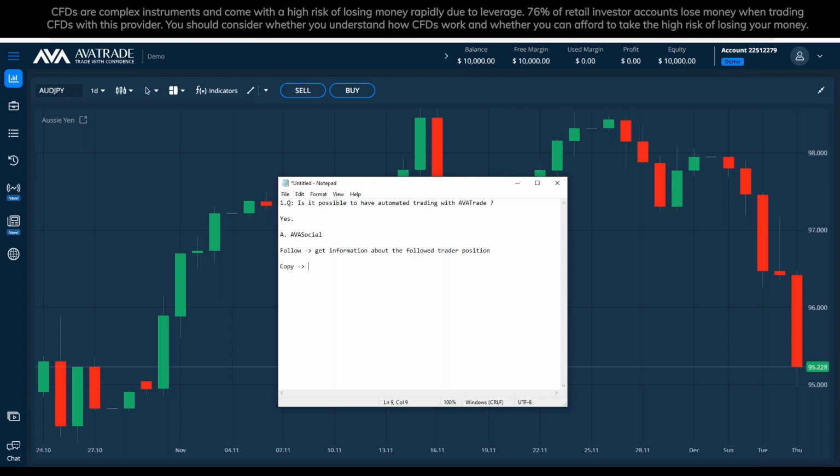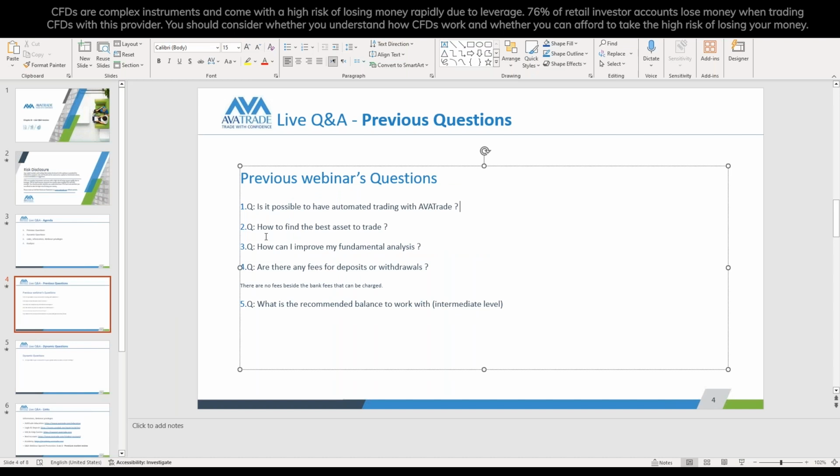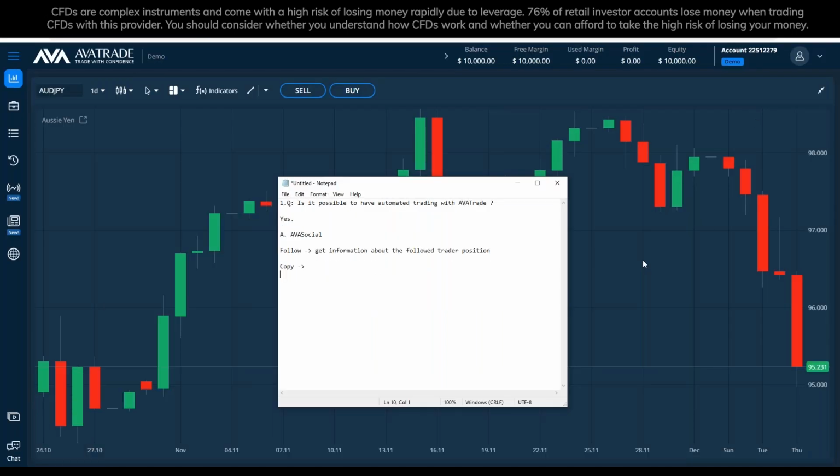Look, it's extremely simple. Just go to the live chat, ask that you want your account manager to contact you, and it should happen. Usually it's a matter of hours. Okay, maybe less.